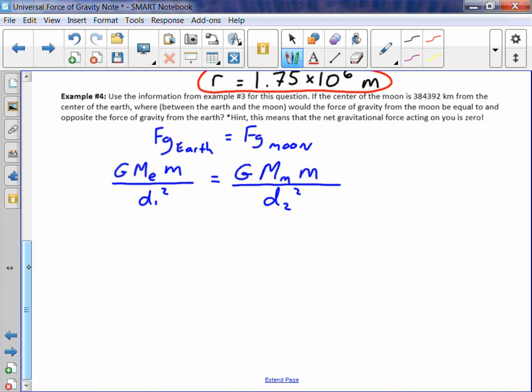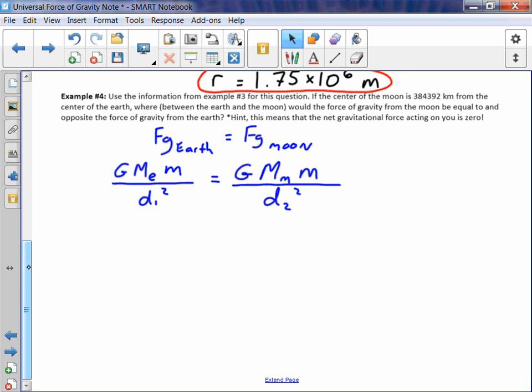It says where the force of gravity will be equal to the force of gravity. Oh, so there's more than one. Equal and opposite. So the magnitudes are going to be the same. Does it have to be the radius of the Earth?